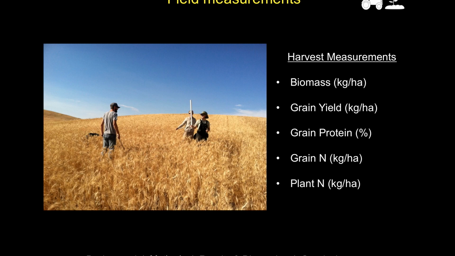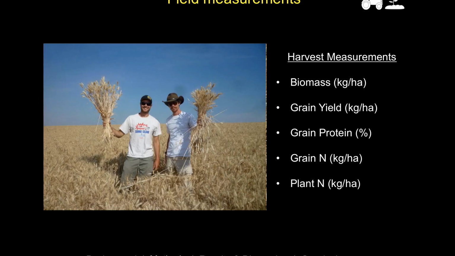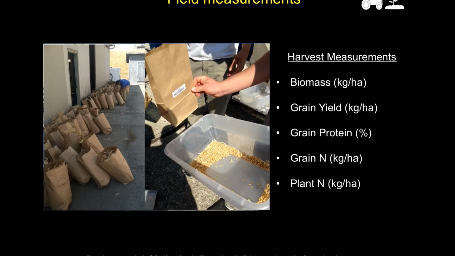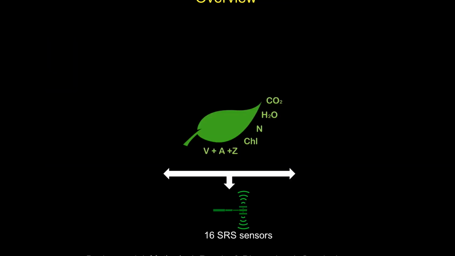And then at harvest, we collected biomass, grain yield, grain protein, grain nitrogen, and plant nitrogen. There were continuous measurements at these field sites of meteorological conditions, including temperature, precipitation, vapor pressure deficit, and incident irradiance.